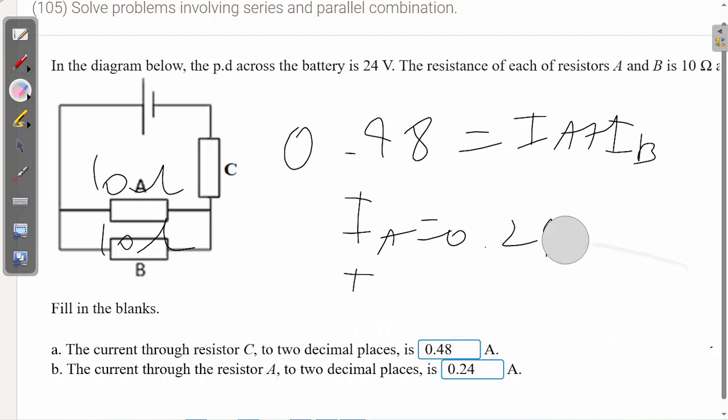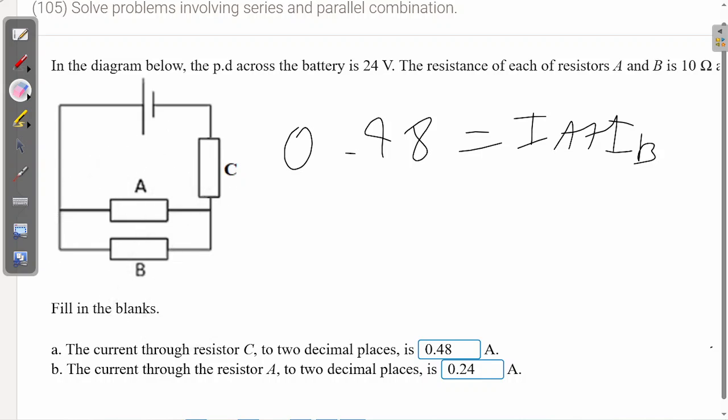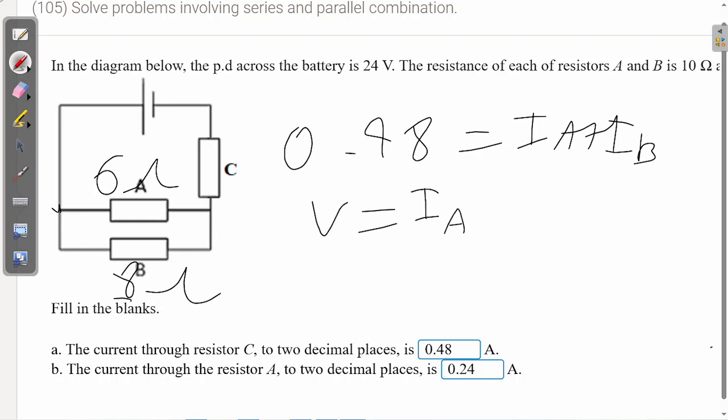But in the case where you don't have 10 and 10, what do you do? So let's say this is 6 ohms and B is 8 ohms. So you write 0.48 equals I_A plus I_B, and in parallel, what do we have equal? The voltage. So we write voltage is equal to, for A, it's I_A R_A. What's R_A? It's 6. So 6 I_A. Then for the other one, V is equal to 8 I_B.